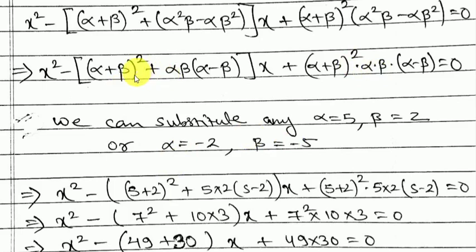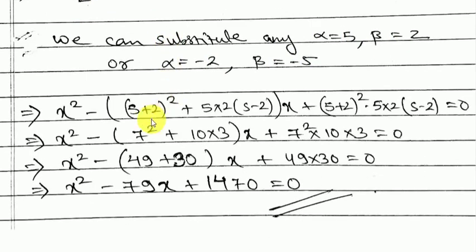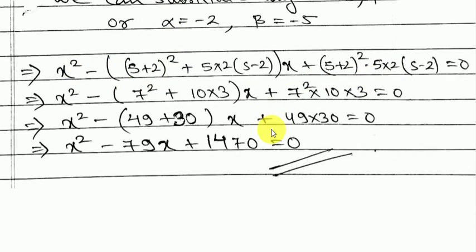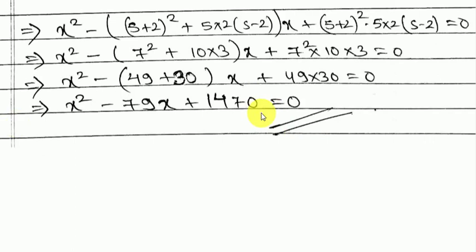And here you are taking the whole square at the end. Same, because the sum is coming 7 here, and minus 7 here. So either use alpha equal to 5, beta equal to 2, or use alpha equal to minus 2, beta equal to minus 5. Anyone. Now substitute. Here I have taken alpha to be 5 and beta to be 2. Substitute values of alpha and beta, and you get the required equation.